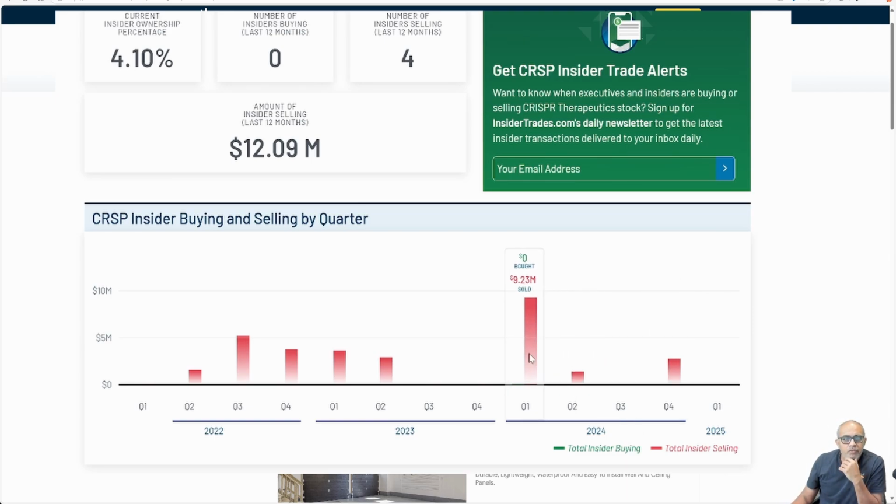In Q1 of 2024, 9.2 million was sold. In Q3, there were no sales at all. And Q4 saw another 2.74 million being sold. There are needs for all the people who are getting stock options. They are the insiders basically. So I wouldn't chalk up too much to it.